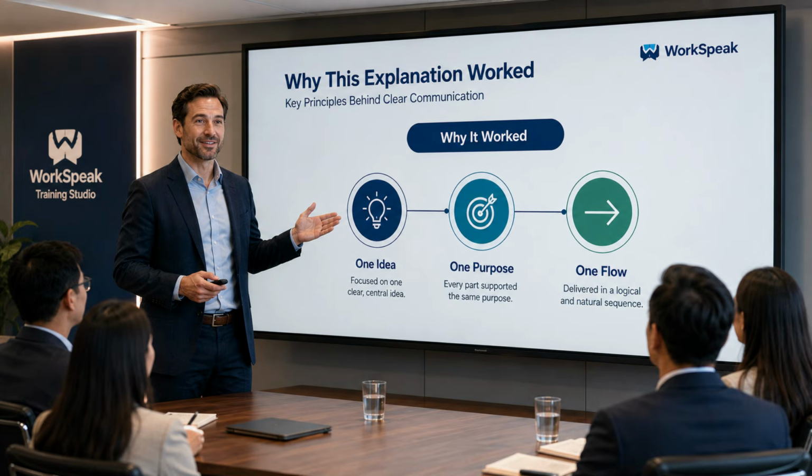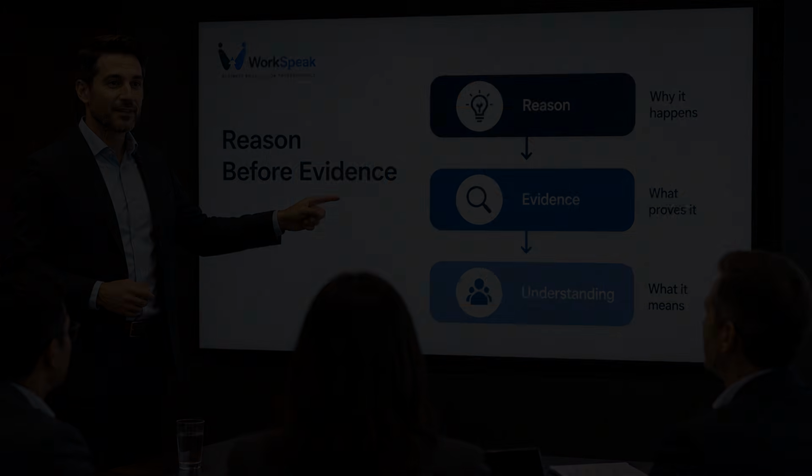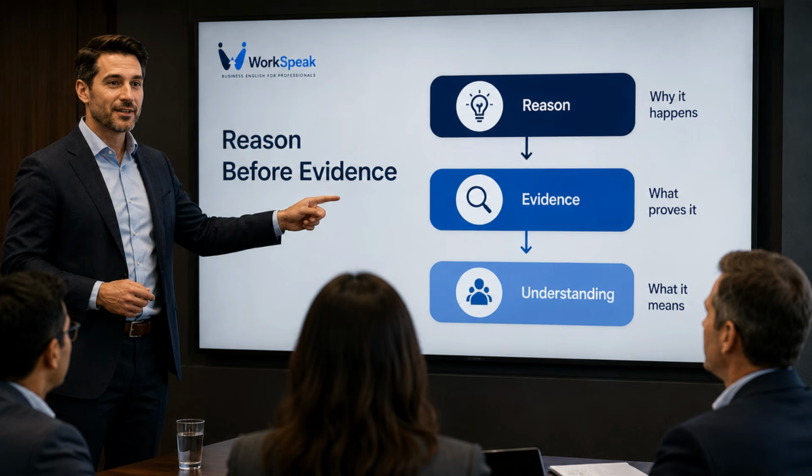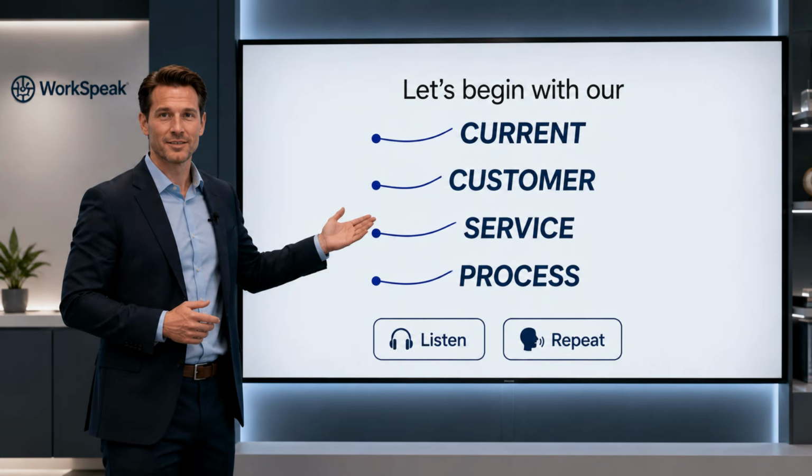Teaching note. Why did Alex's explanation work so well? First, he explained one complete idea at a time. He didn't mix the current situation with future solutions. Second, he explained the reason before adding supporting details. That made every example meaningful. Third, every transition prepared listeners for what came next. Instead of changing topics suddenly, Alex guided the audience through the presentation. Finally, he highlighted one key message before summarizing.